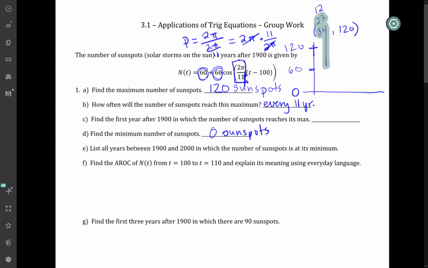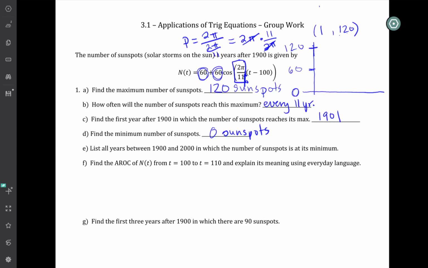I want to stop before I get to 0 because the question was find the first year after 1900, and if we hit 0, then that is 1900, and if we hit a negative number, that's before 1900. So we could keep going. We could go back 11 and we could get negative 10, but that's talking about 1890, and we're looking for the first year after 1900. So just use that period to help you jump from one max to the next.